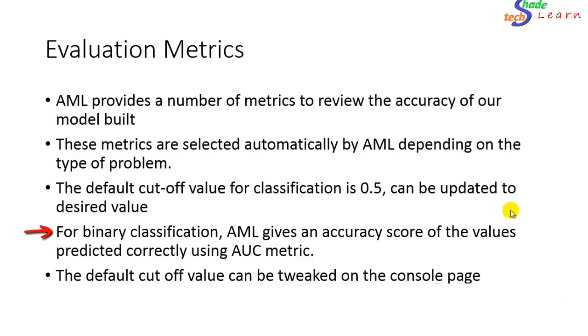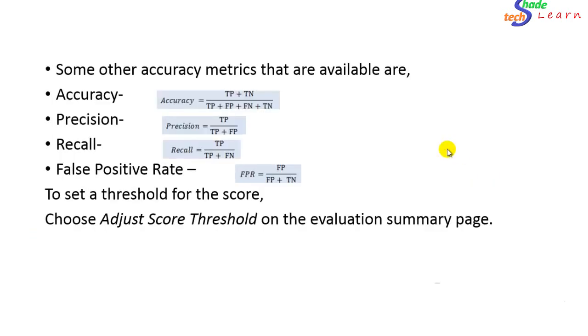After the classes are assigned, AML gives an accuracy score of the values using the AUC metric. There are other metrics as well which Amazon uses, such as accuracy, precision, recall, and so on. To set a threshold, we use the adjust score threshold on the console.